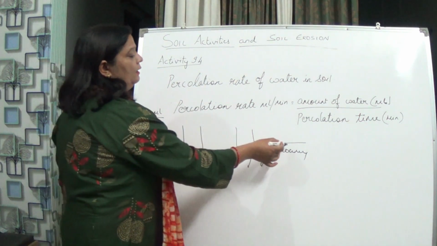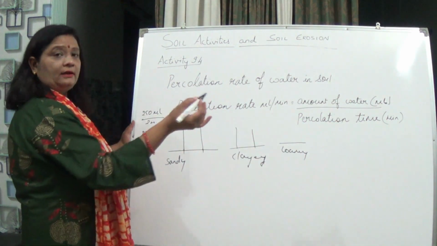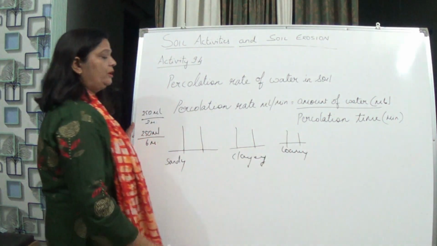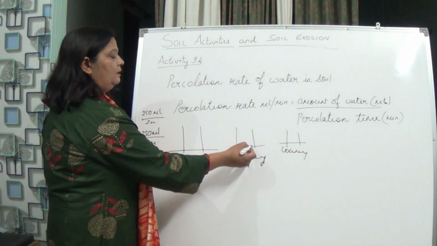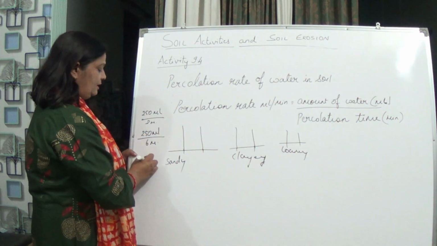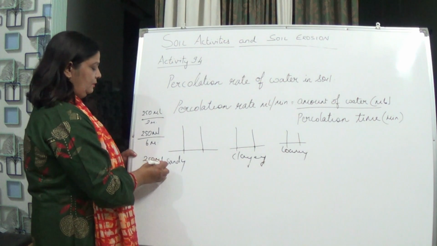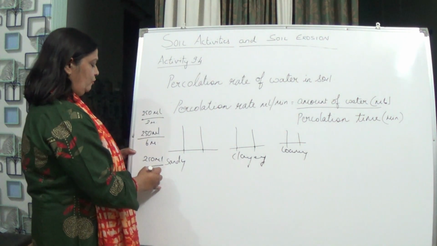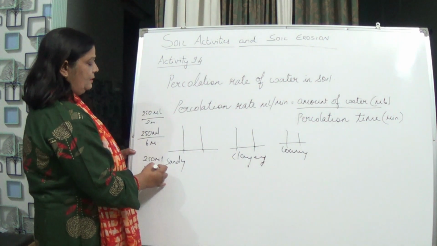Now here, the loamy soil. Again you take this can and place it in the loamy soil. In this, you will be seeing 250 ml of water again added, and here you are saying that it is taking 4 minutes.